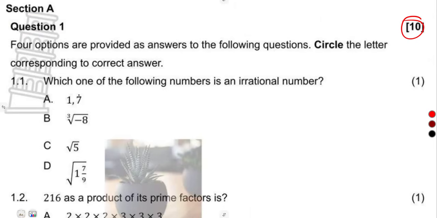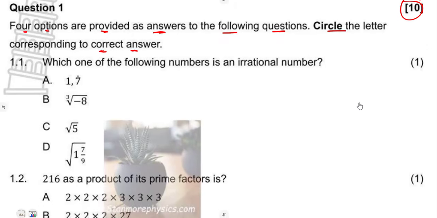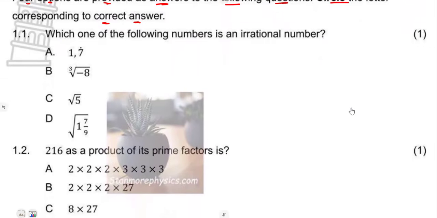All right. So I'm not going to waste your time, guys. We are given here 4 options provided as answers to the following questions. Circle the letter corresponding to the correct answer. You must circle the what? The letter that corresponds to the correct answer.